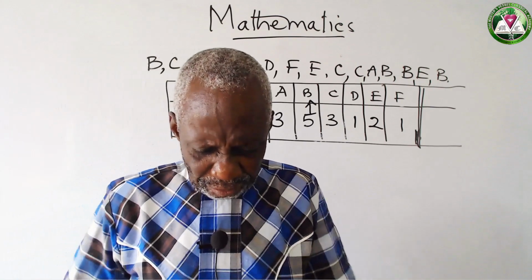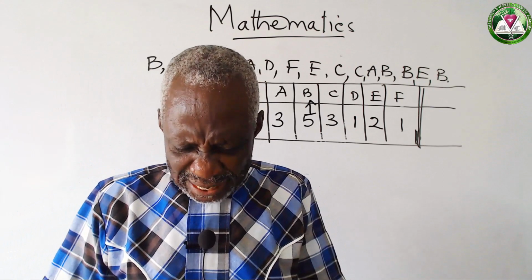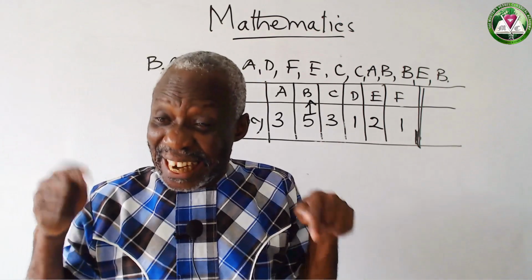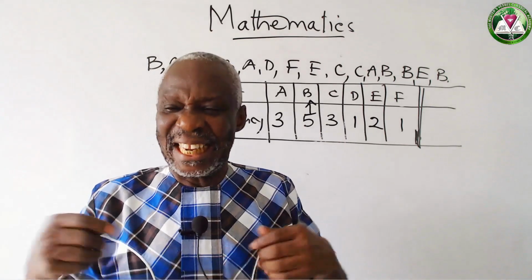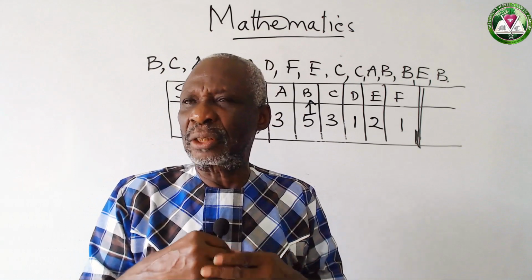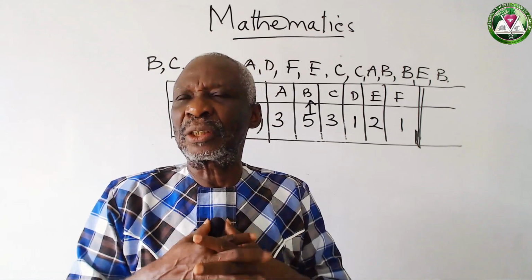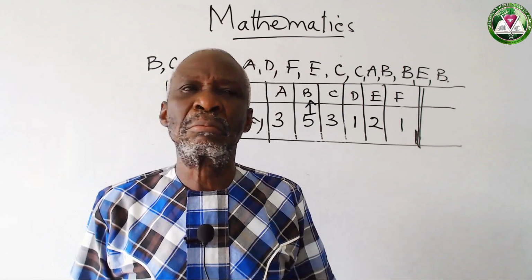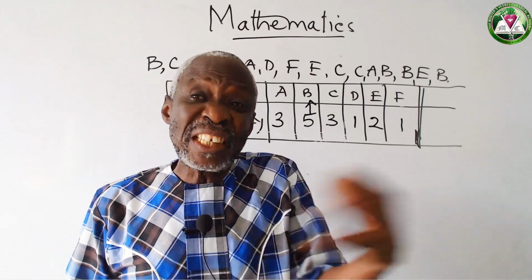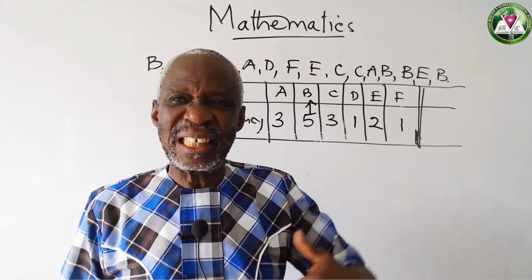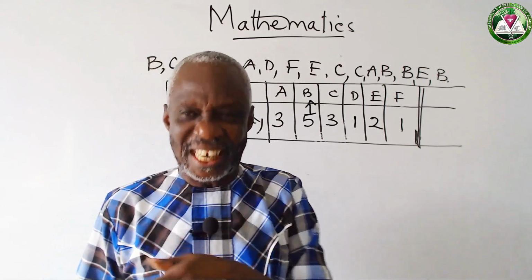And that question says, what grade has the highest number of persons? Highest number of persons. This number of persons now is frequency. So in other words, you need to interpret that so that you understand. Highest number of persons means highest frequency. What grade has the highest frequency?